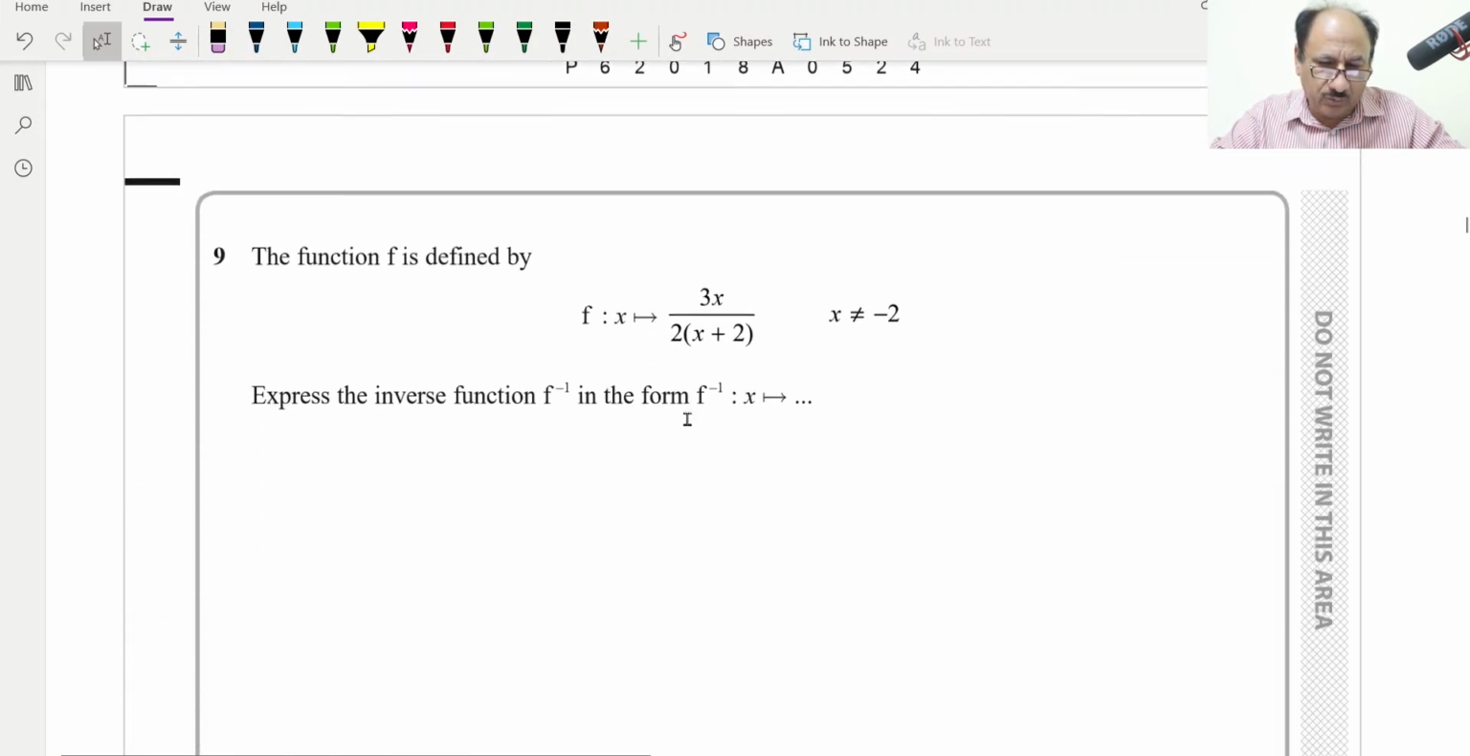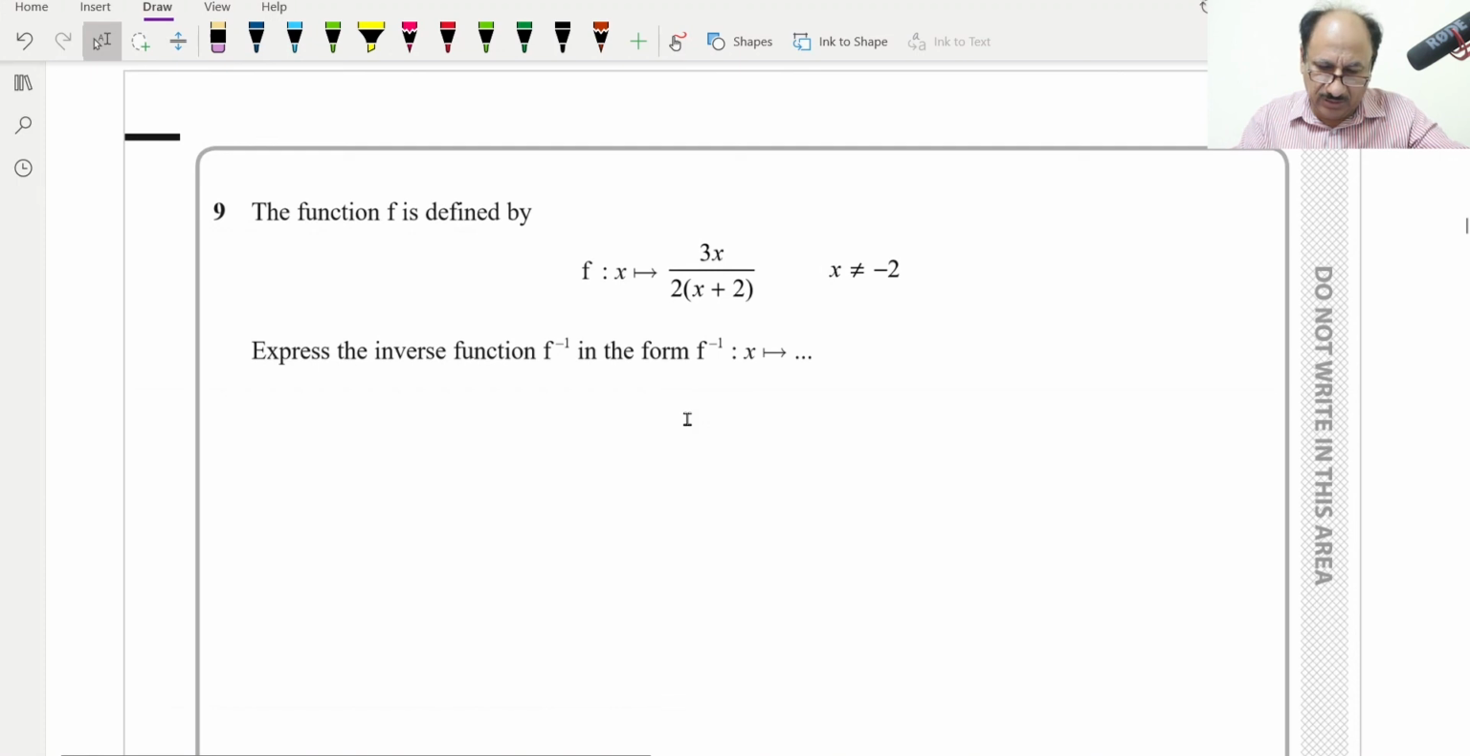Now we can move to question number 9. Question number 9 is a functions question. Function f is defined, and this is the function, with x not equal to minus 2. Express the inverse function f inverse in the form f inverse of x.